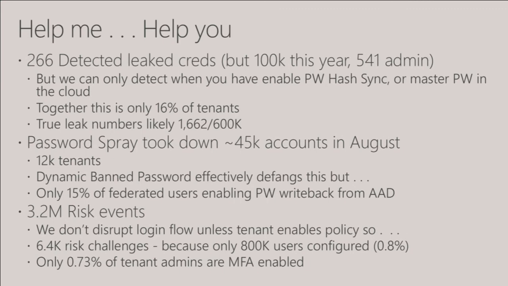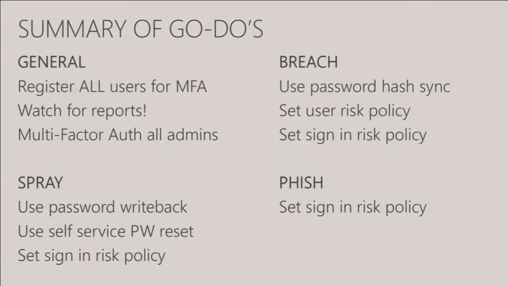We can do better, right? So this is my request: let's try to do better together. Here's the summary of the things that we need you to go do. This is a takeaway slide, so you can go home and remember what you saw. The big ones are password write-back, password hash sync, risk policies, user risk policies, and look at the reports. So five things, and they're all summarized there.